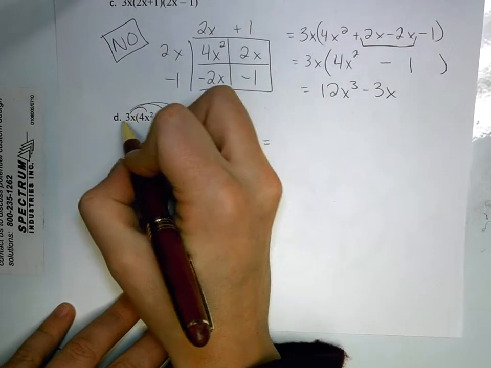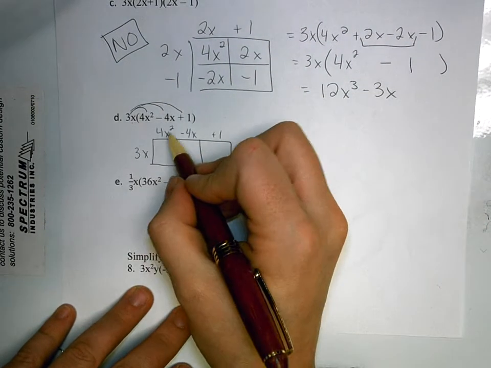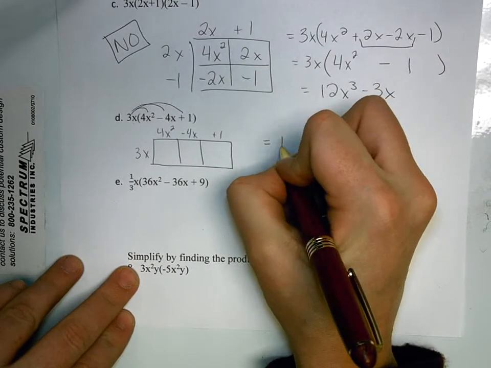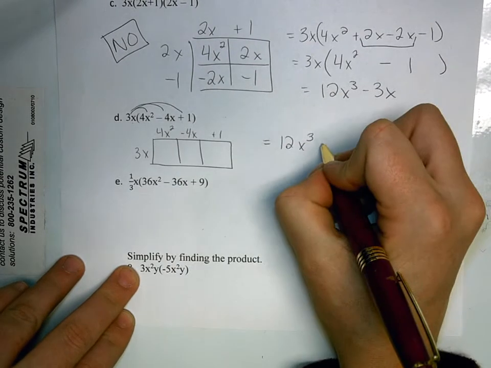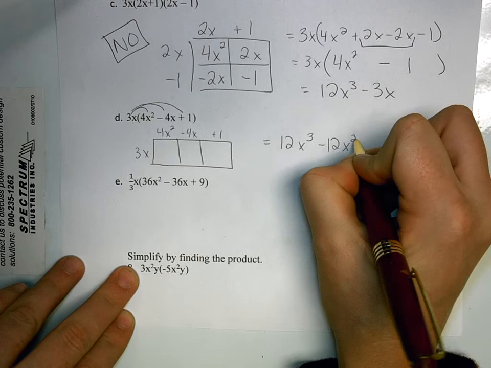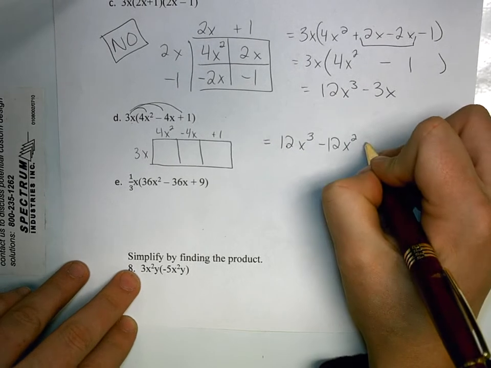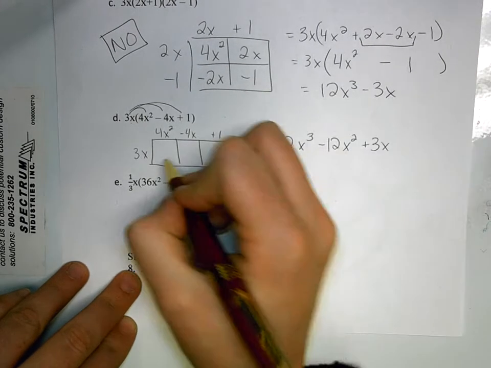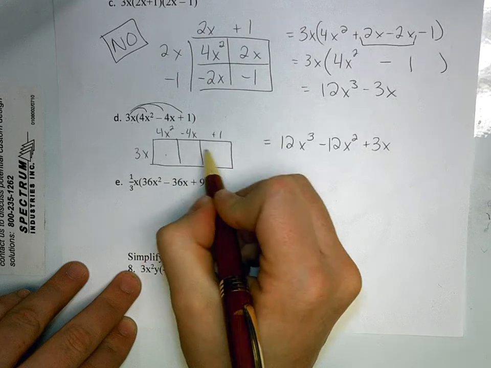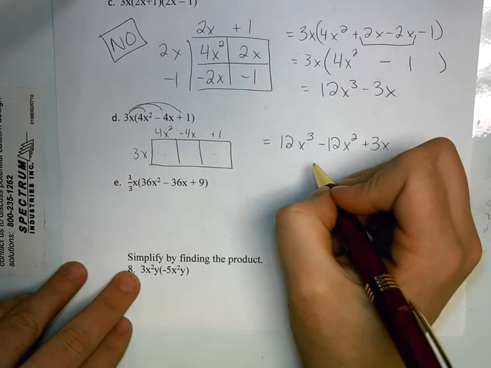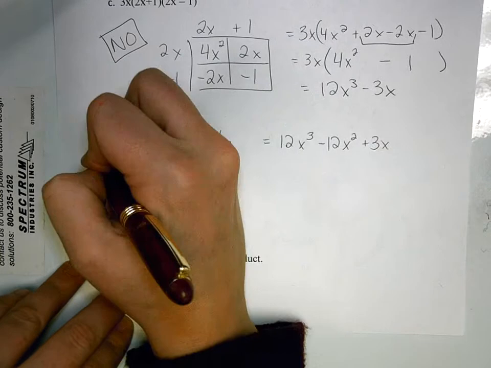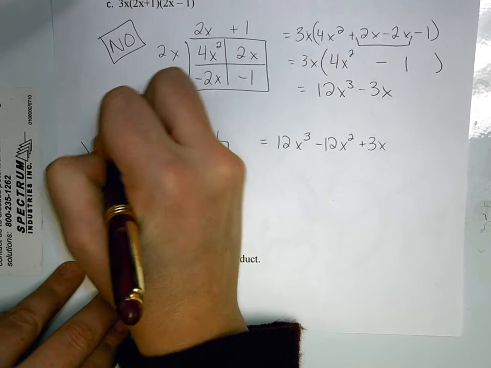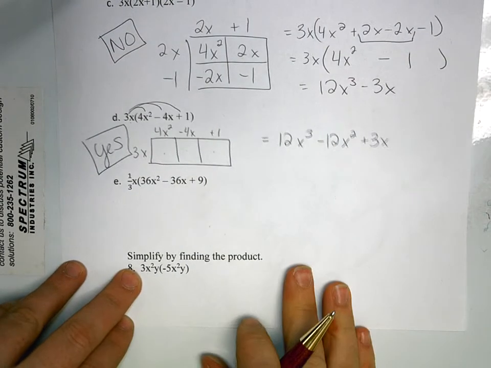Either way, 3x times 4x squared is going to give me 12x cubed. 3x times negative 4x is negative 12x squared. And 3x times 1 is 3x. It doesn't matter which way you do it, you'll get each area inside here, and that cannot be reduced, so that is the answer, and it does match my expression that I was given, so that is a yes.